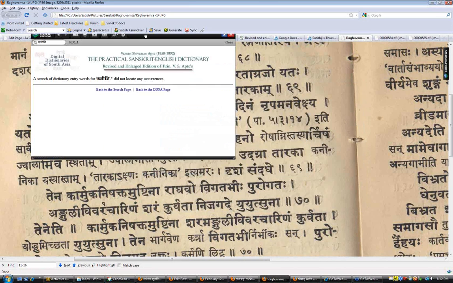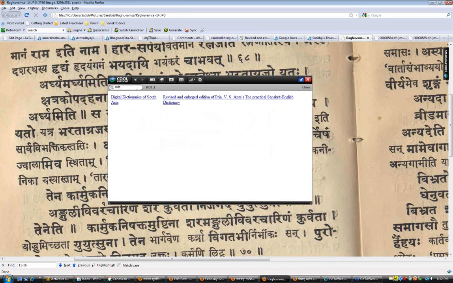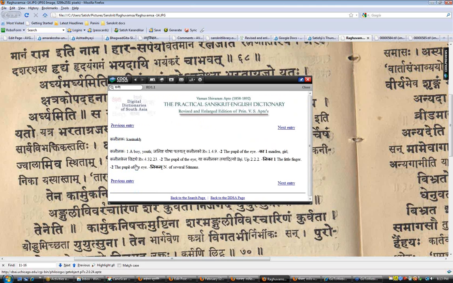Taraka, kaninika. What's not coming in? Let's see. Kanika. Kanina. Kaninaka. The pupil of, so kaninaka and kaninika. This is part of it. It looks like the pupil of the eye. The pupil of the eye. So it is that. So okay, kaninika. Here it is.